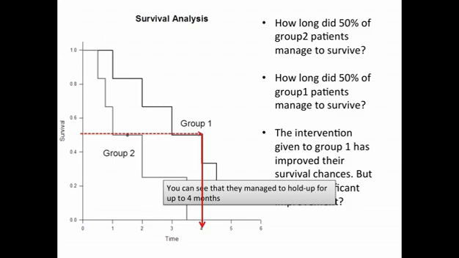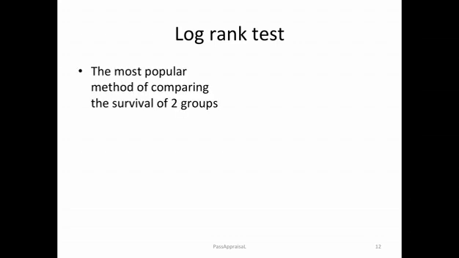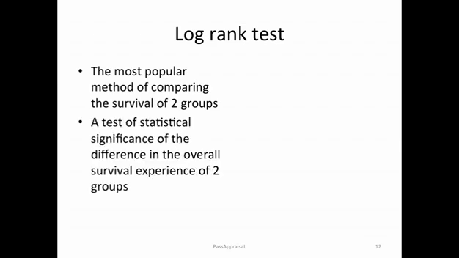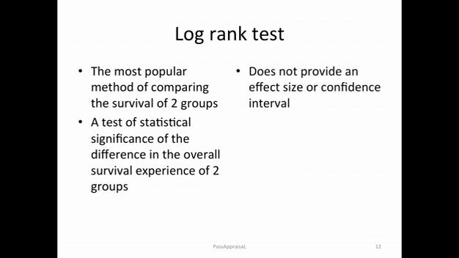There are two statistical approaches that are commonly used to assess the statistical significance of the difference in survival rates. The first of this is the log rank test. Out of these, the most popular method for comparing survival of two groups is the log rank test. This is a test of statistical significance of the difference in the overall survival experience of two groups. It does not provide an effect size or confidence interval.